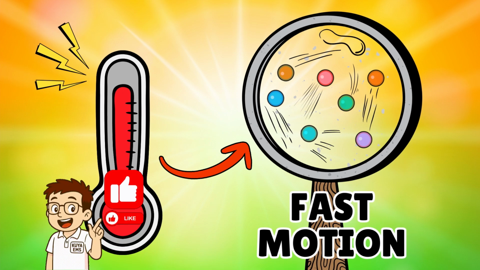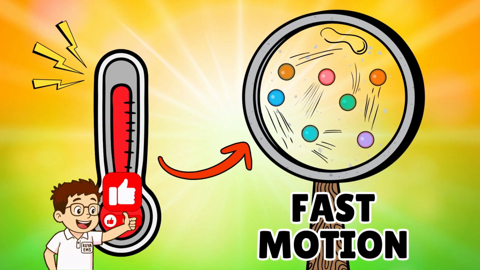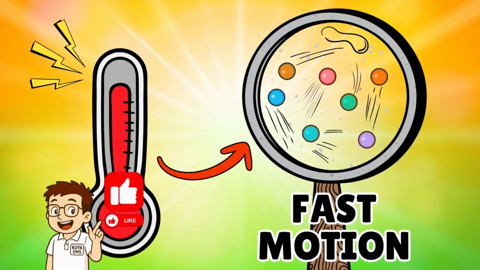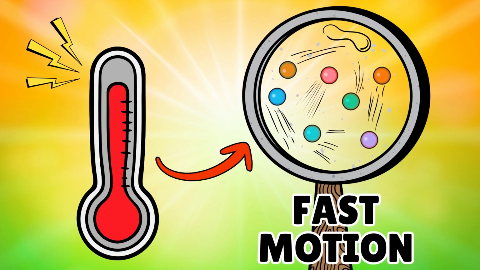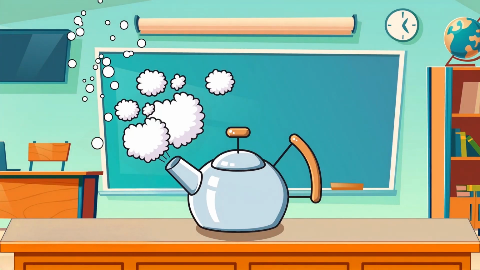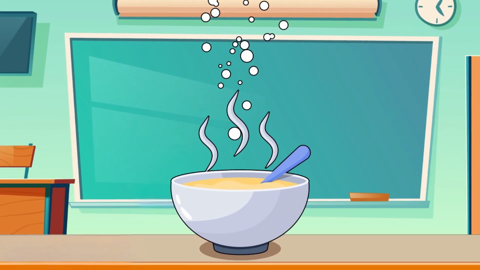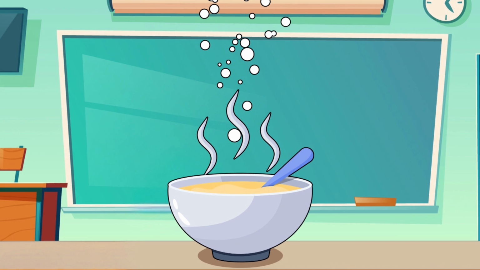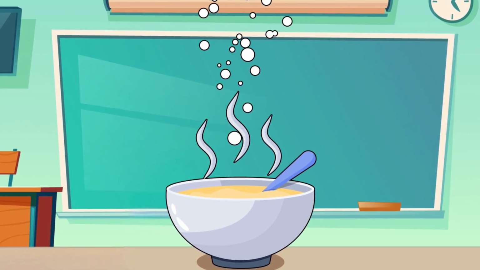Principle number 4: higher temperature equals faster particle motion. As a substance heats up, its particles move faster. That's called kinetic energy, the energy of motion. Examples: when soup steams or oil starts popping, it's the particles gaining energy and moving like crazy.